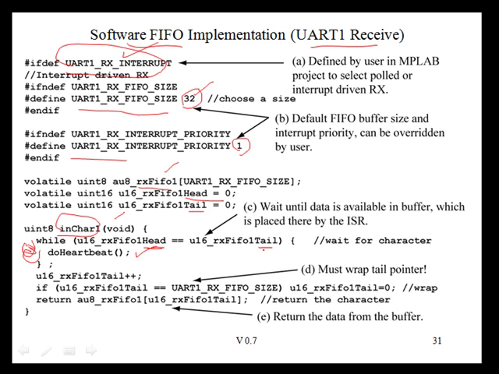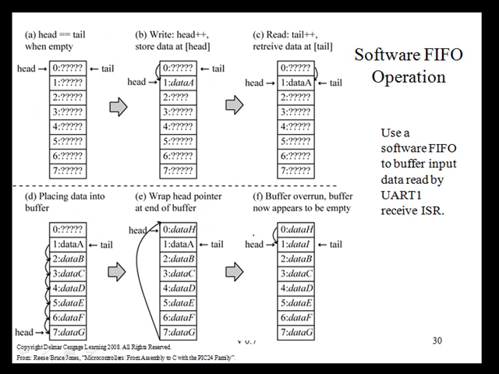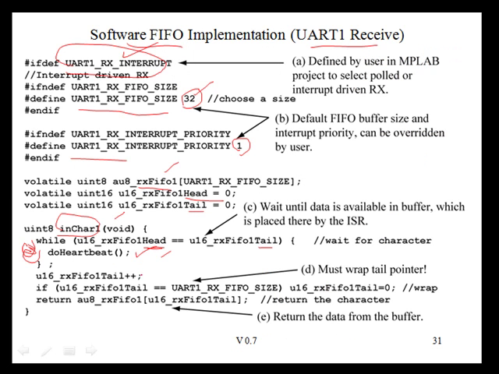Once head becomes not equal to tail, then we need to read data out of the buffer. We're going to read data out of the buffer by first incrementing the tail pointer. We're going to see if we're at the end of the buffer. If we're at the end of the buffer, if tail is equal to our FIFO size, then we need to wrap our pointer by setting it back equal to 0. At this point, we can simply return this array element that's indexed by this tail pointer.